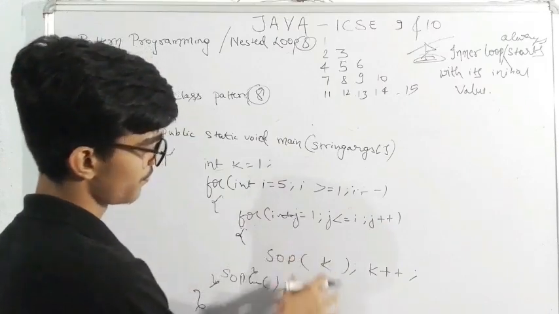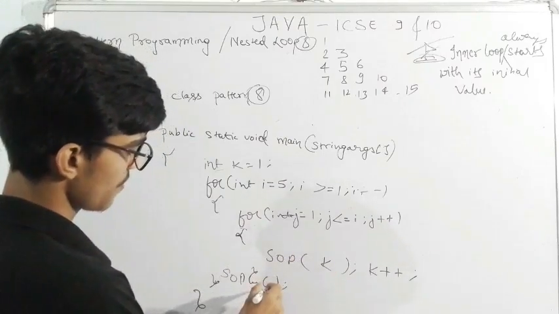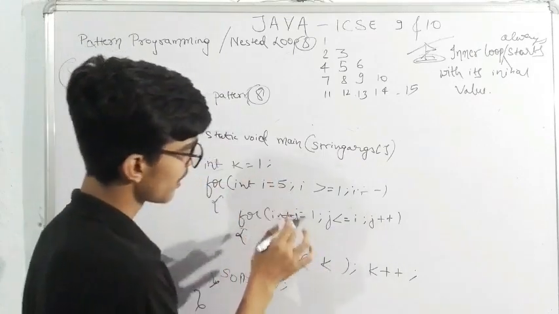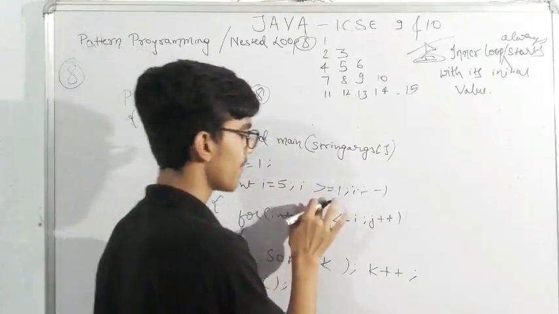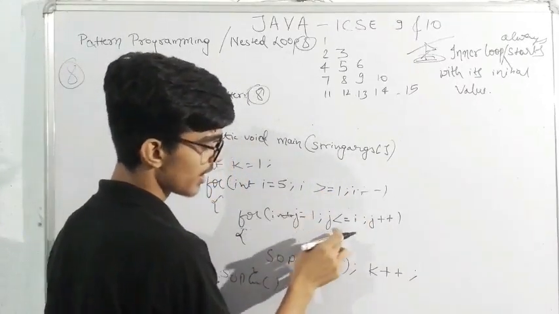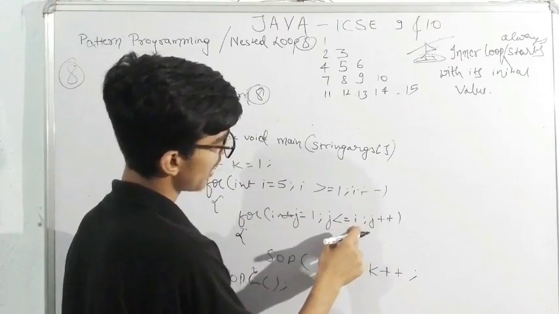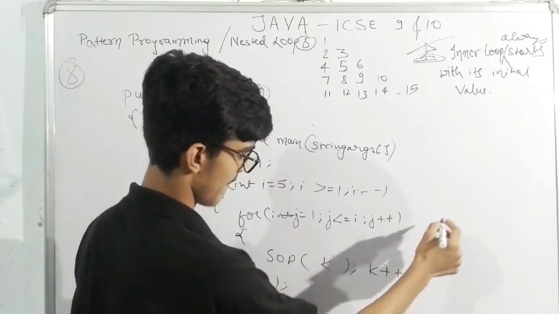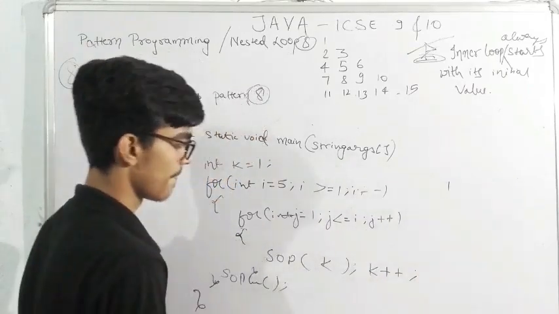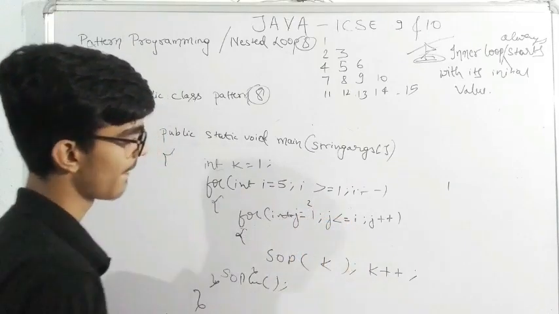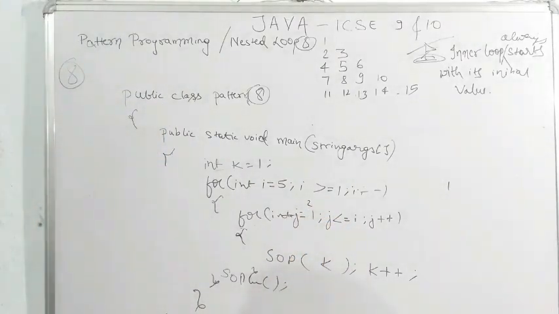So now we have to check. So k is 1, I is 5, 5 is more than 1, yes. J is 1, less than or equal to 5, yes. Now it will print 1, the value of k. J will become 2, 2 is less than I.